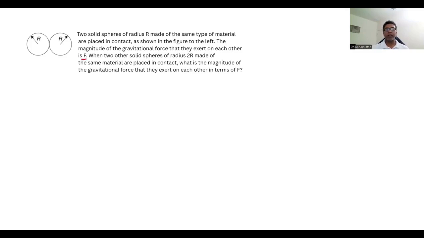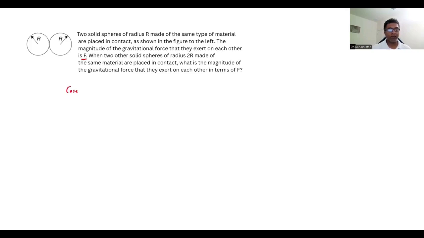Now, there are two other solid spheres, but with different radii. Actually, it's twice the radius of the original one. And now they are made out of the same material and they are also in contact. If this is the case, what is the magnitude of the gravitational force acting between these two larger spheres? So that's what we need to find out in this problem. So let me show you case one.